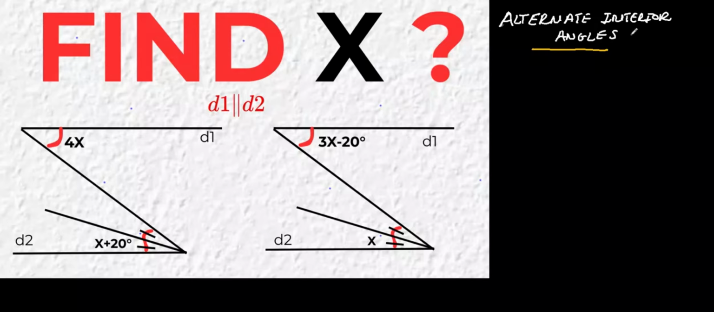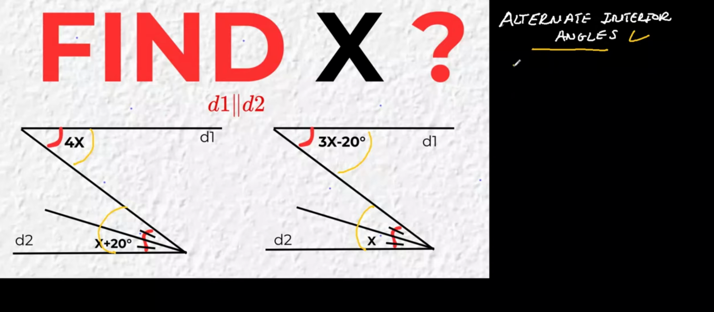the alternate interior angles. Alternate interior angles are those angles just between the slant line and this horizontal line. So this angle and this angle, we call them alternate interior angles. That means they are equal. So based on this, you can solve this one.